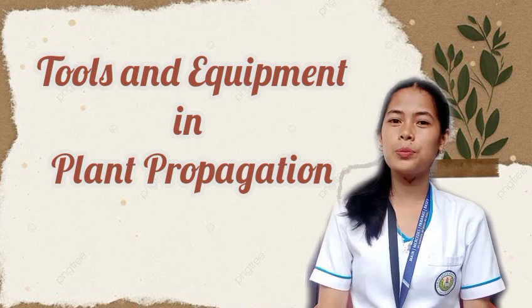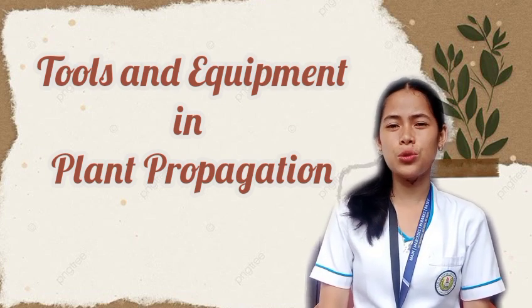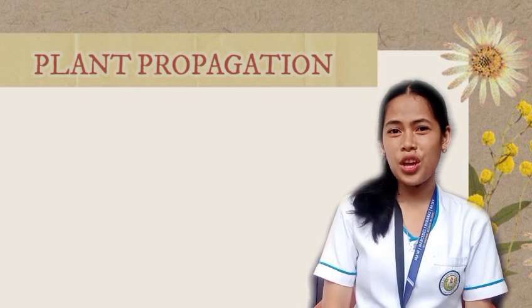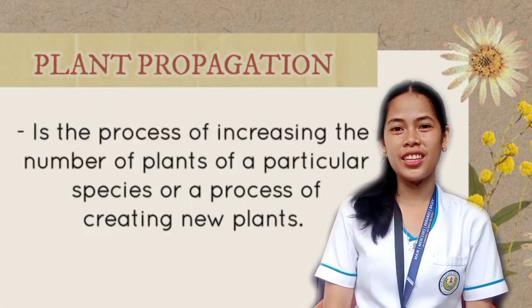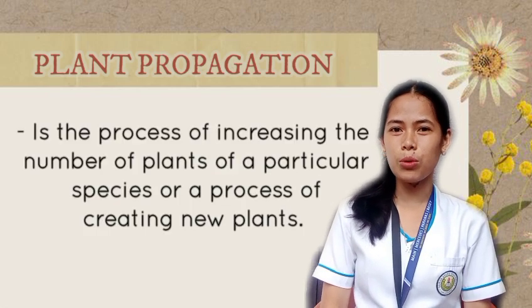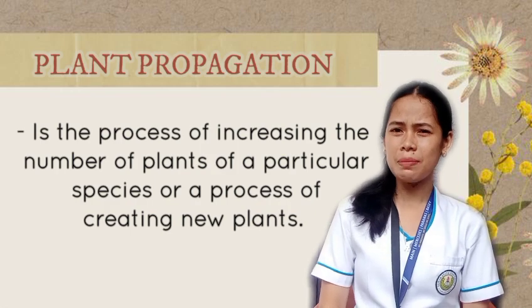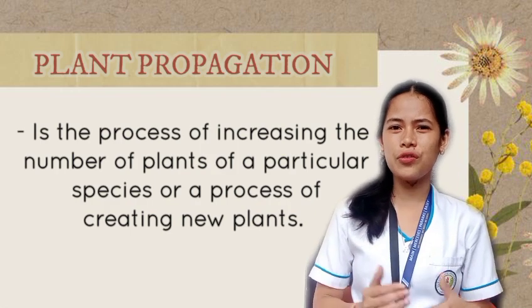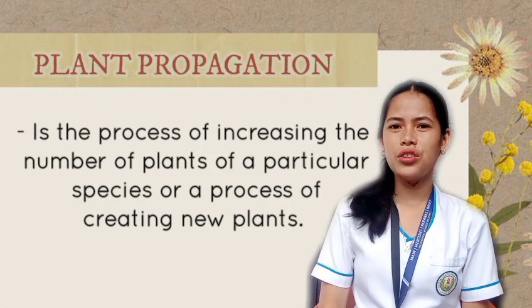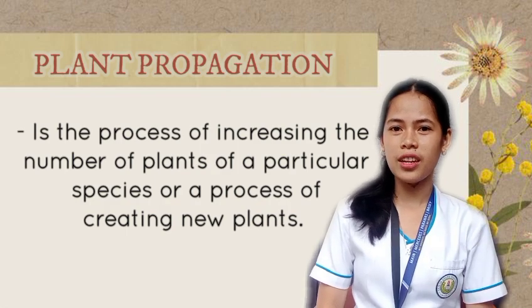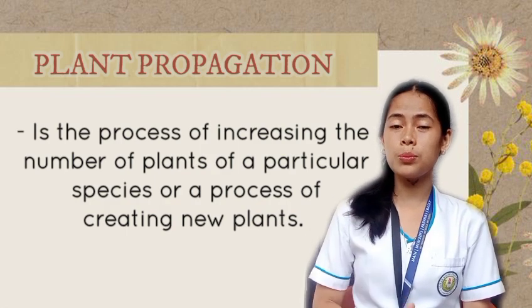But first, let's proceed with the definitions. What is plant propagation? Plant propagation is the process of increasing the number of plants of a particular species, or a process of creating new plants. And there are two types of propagation, the sexual and asexual propagation.